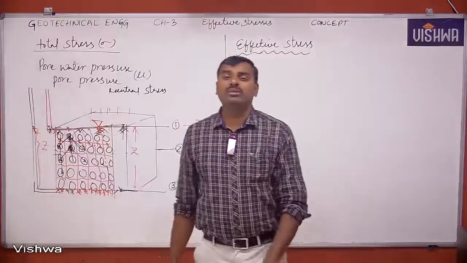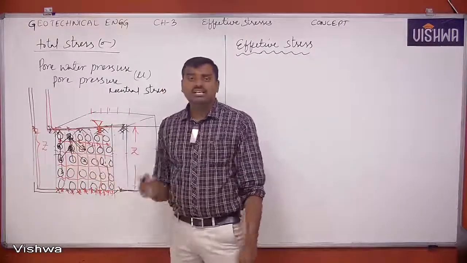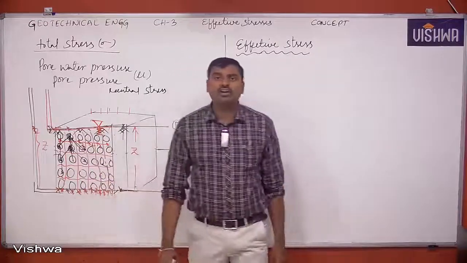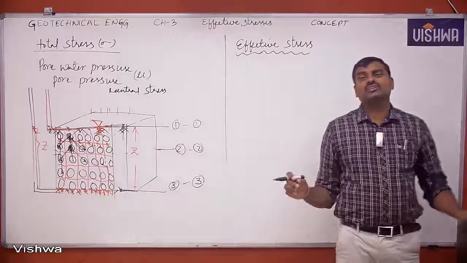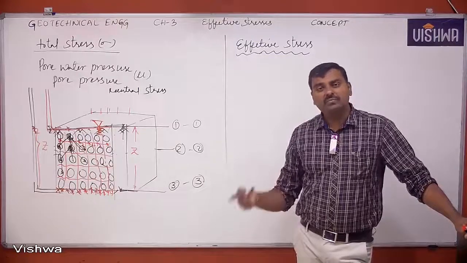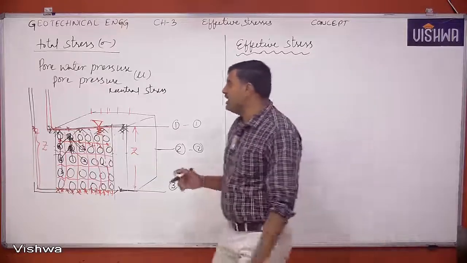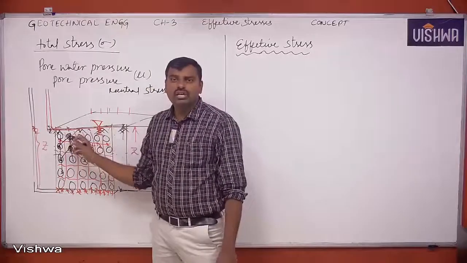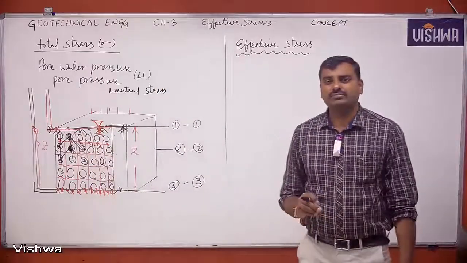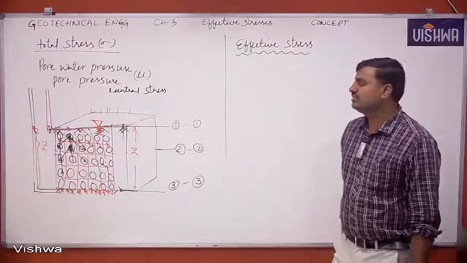How do we call it? The net pressure that is being transmitted by soil grains through their points of contact is known as effective stress or intergranular pressure. Yes, this is what effective stress is. You write down the definition of effective stress.